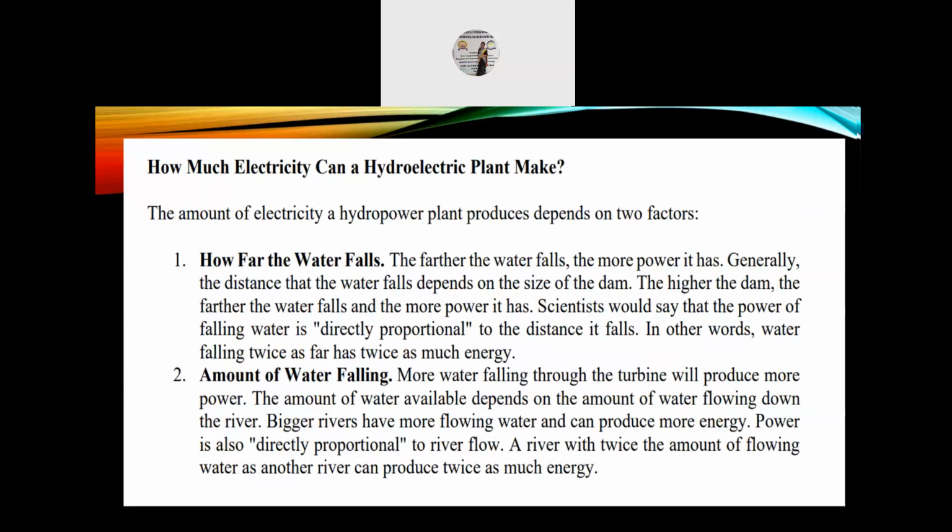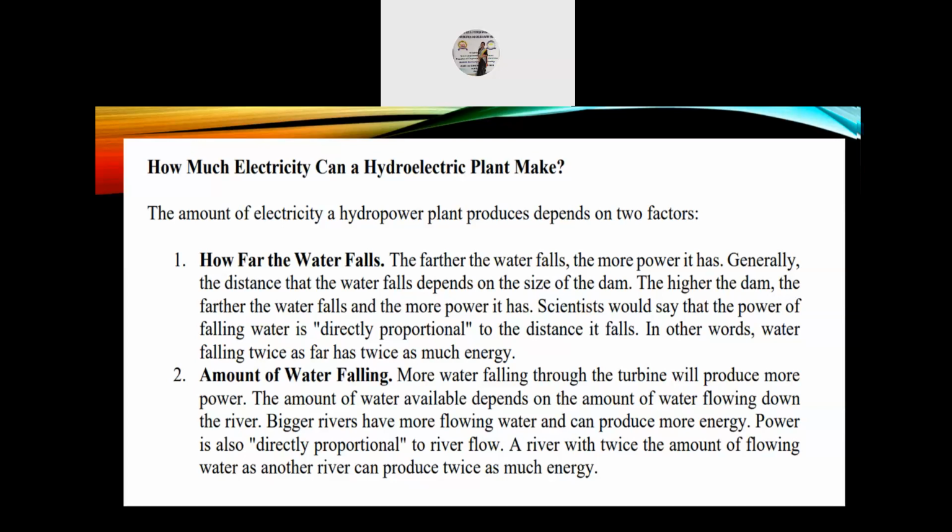How much electricity can a hydroelectric plant make? The amount of electricity a hydropower plant produces depends on two factors: how far the water falls and the amount of water falling. For how far the water falls, the farther the water falls, the more power it has. Generally, the distance that the water falls depends on the size of the dam. The higher the dam, the farther the water falls and the more power it has. Scientists would say that the power of falling water is directly proportional to the distance it falls. In other words, water falling twice as far has twice as much energy.